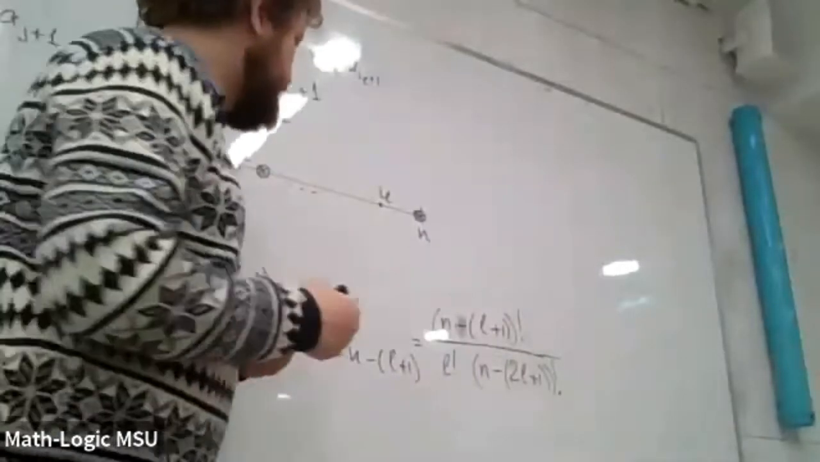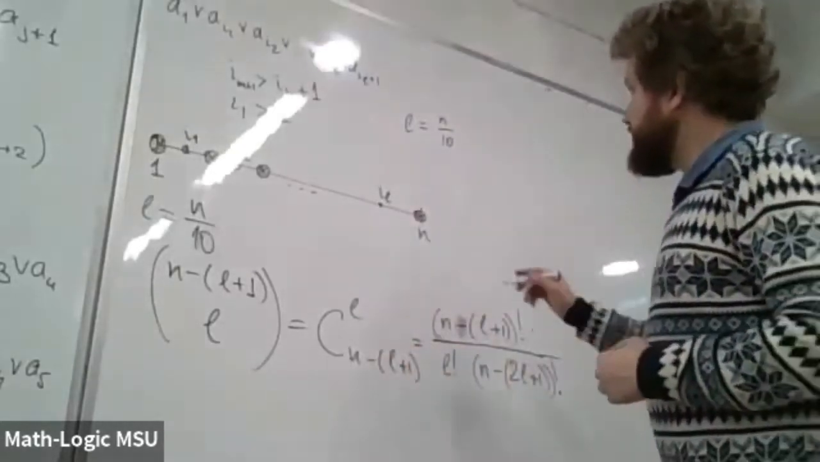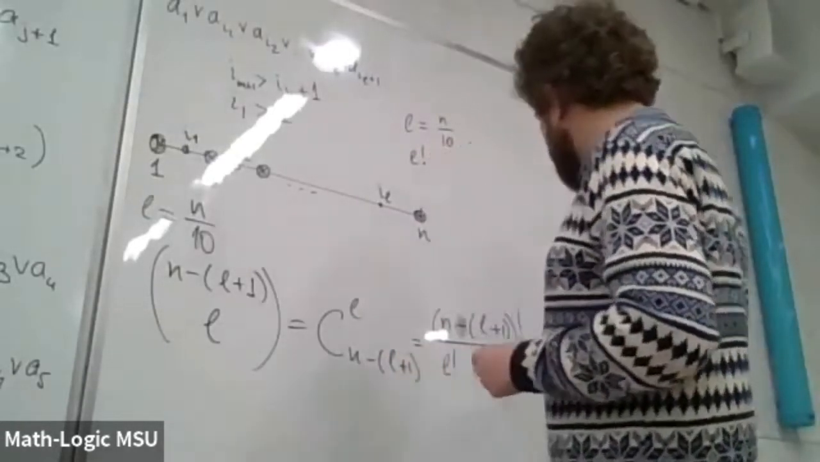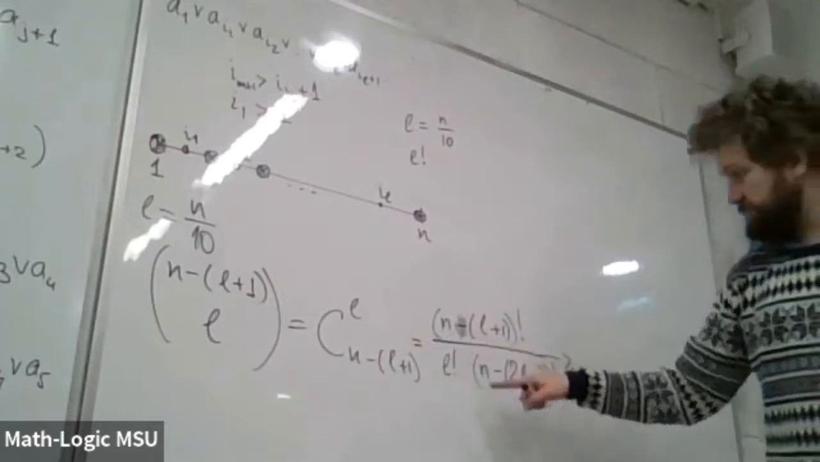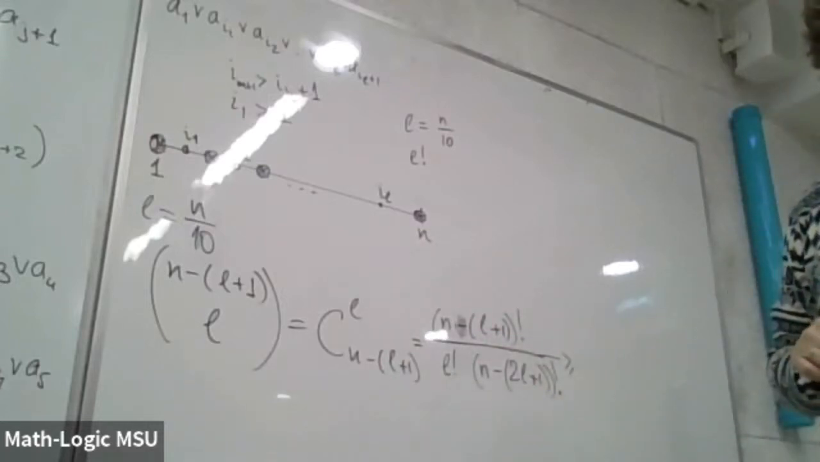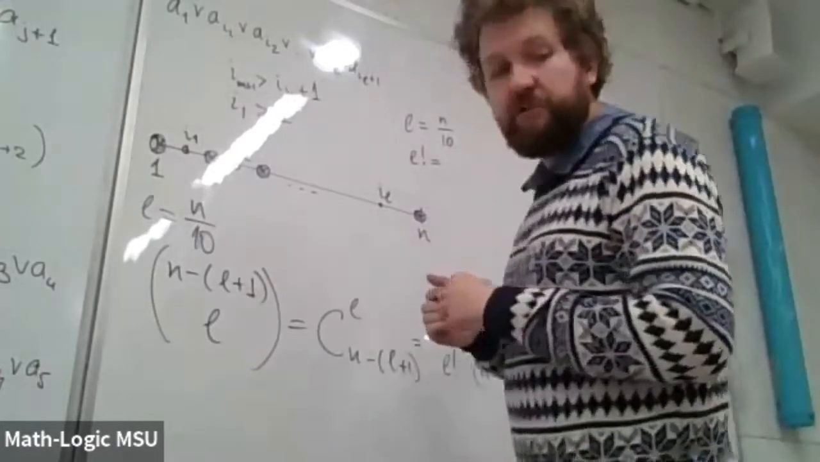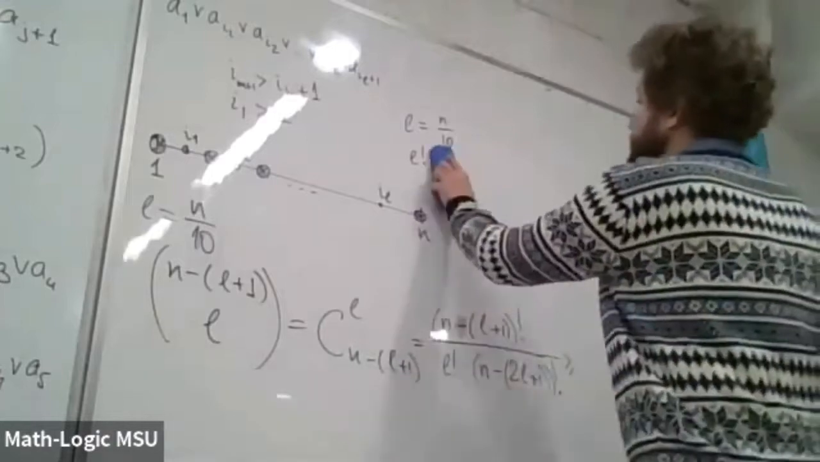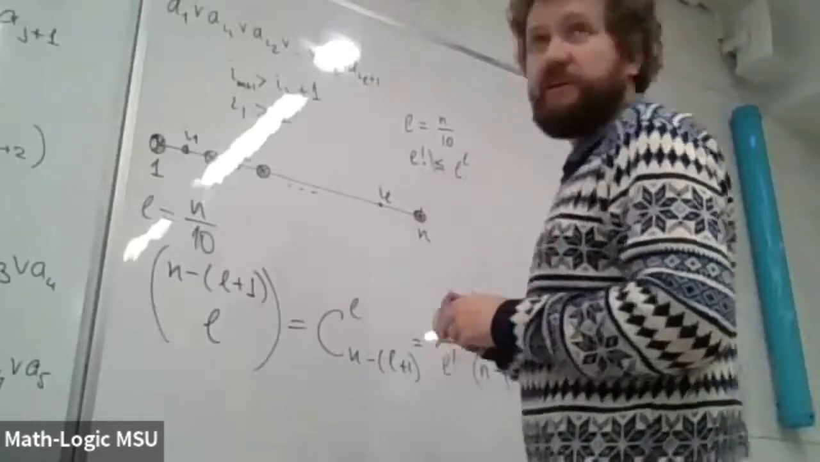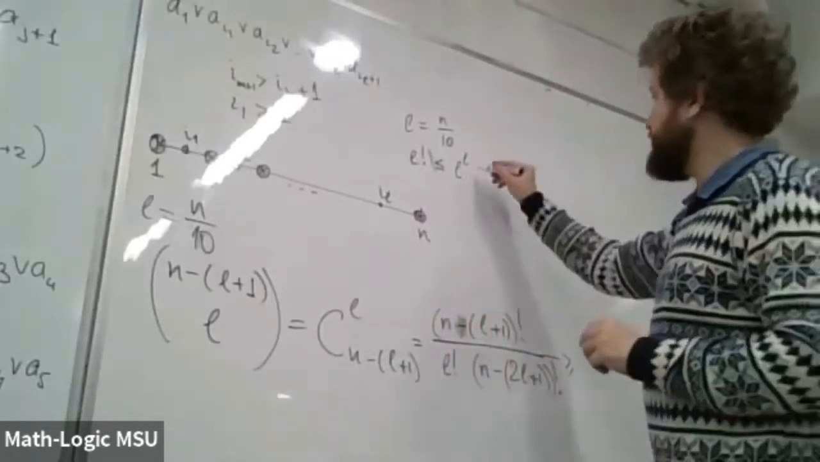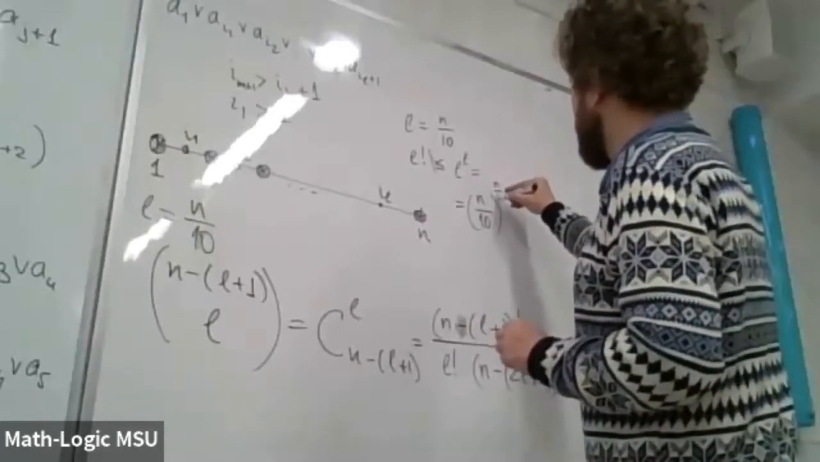So what's going on? Recall that L is n divided by 10. So we have to write it like this, greater or equal, because we have to compute the lower bound. So L factorial should be less or equal. This is definitely less or equal than L to the power of L, which is n divided by 10 to the power of n divided by 10.